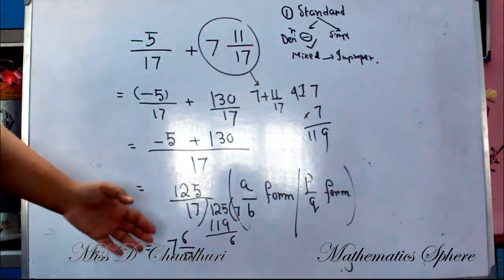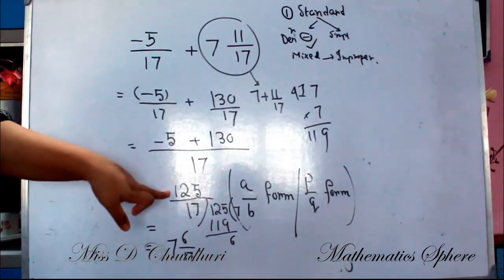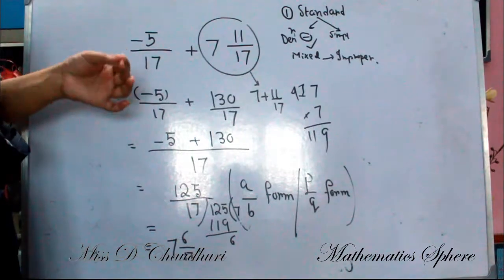But the problem will come if it is said in A by B form, then again you will have to multiply this and bring this one. So this was a simple sum. Let's look into some more typical types of sums.